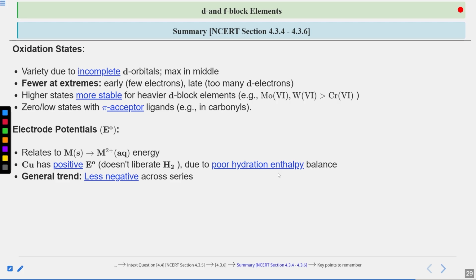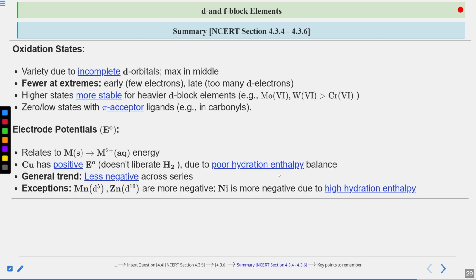General trend was that across the series, the E naught value is less negative. Exception was manganese because it is attaining D5 configuration. So it wants to attain the D5 configuration. That means it will show more negative. And zinc is also going to attain the D10. So it wants to attain the D10 for extra stability. That's why their E naught values were more negative. And nickel, the E naught value of nickel was more negative due to its high hydration enthalpy.